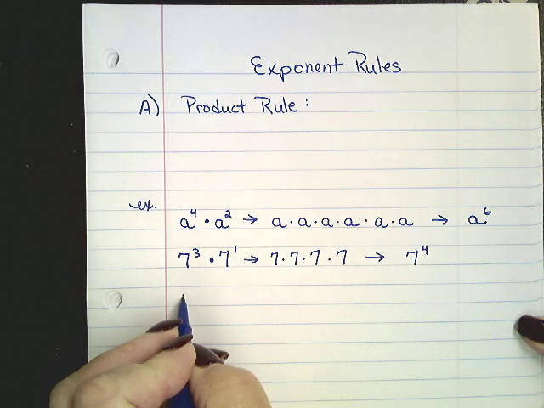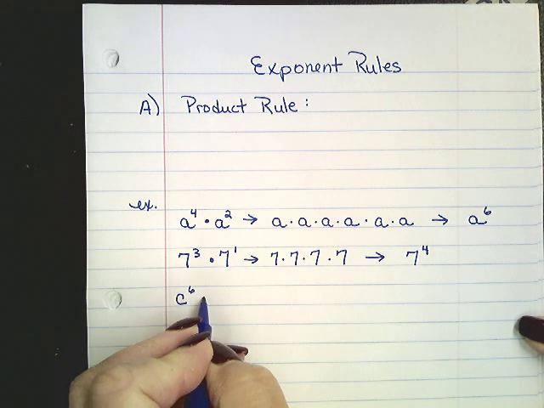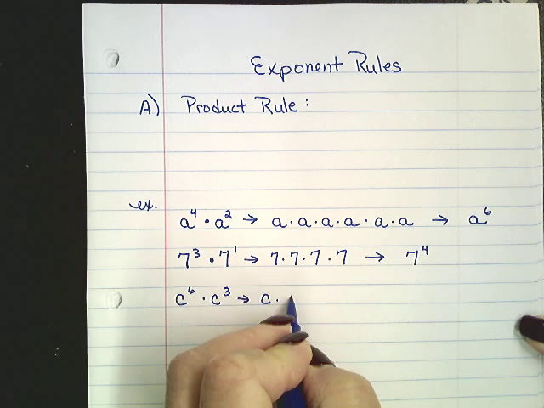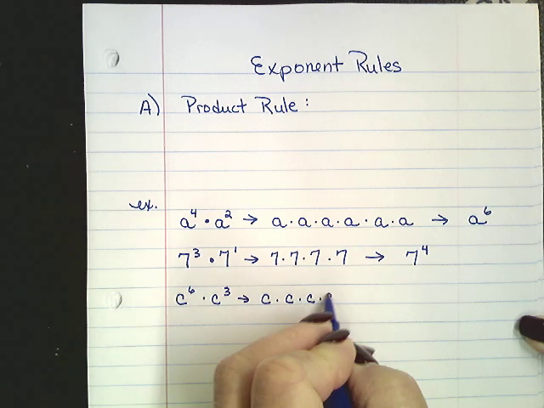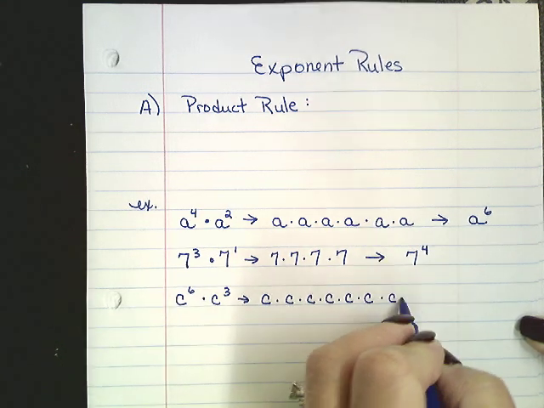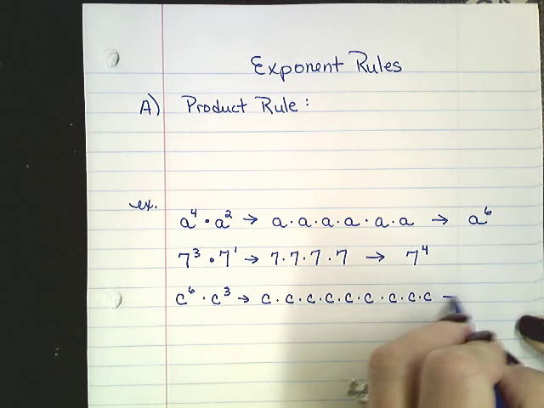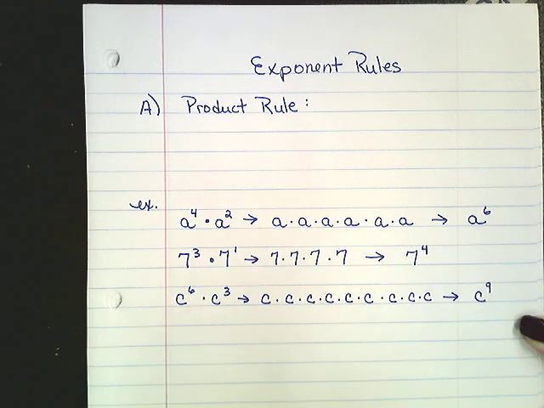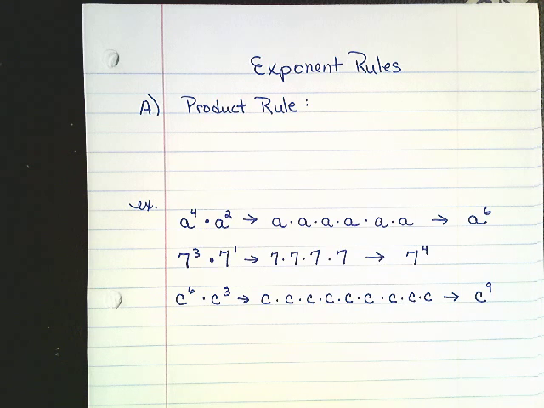If I have c to the 6th power times c to the 3rd power, that's 1, 2, 3, 4, 5, 6 of those, and then 3 more. 1, 2, 3. How many do I have all together? That would be c to the 9th power. So at this point, I think you must be seeing a pattern. So what is our product rule?